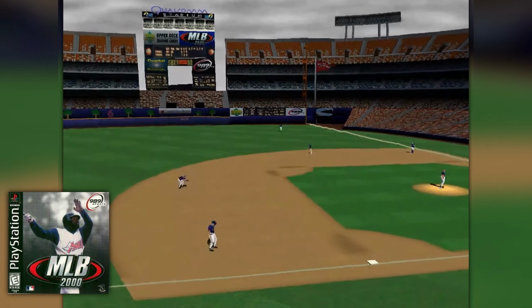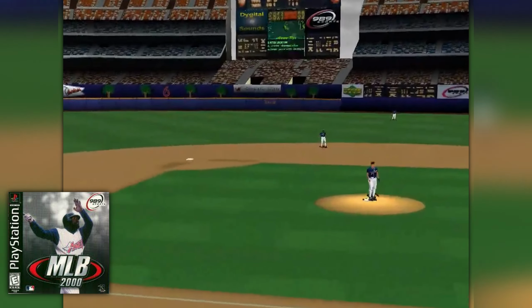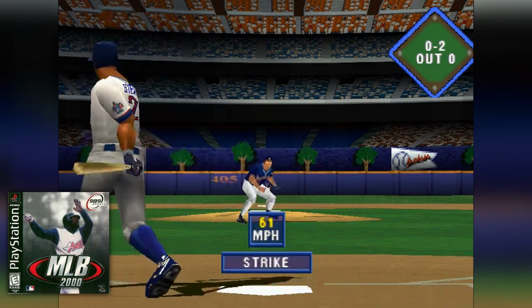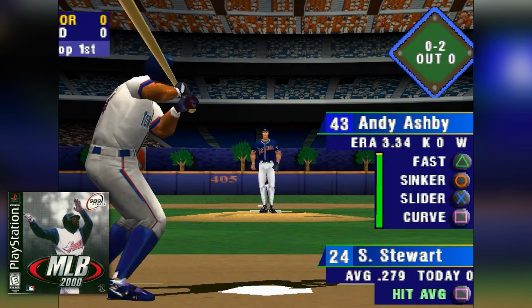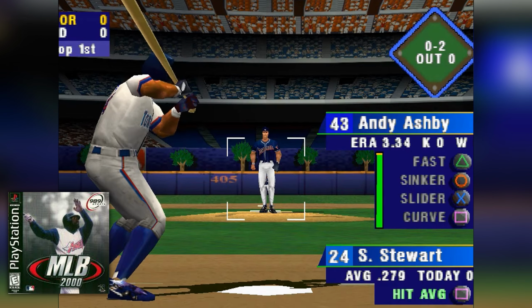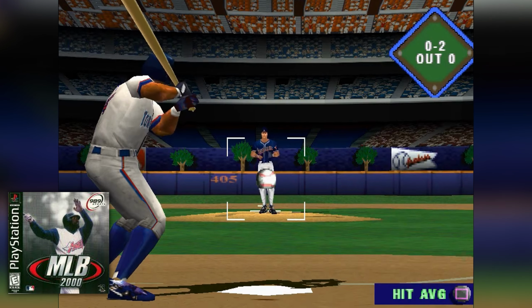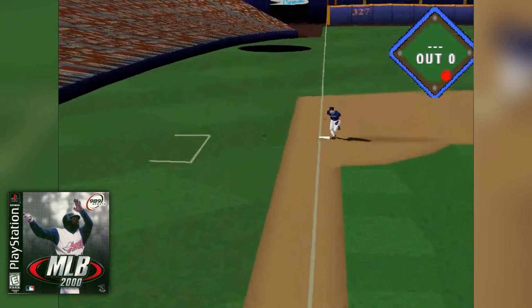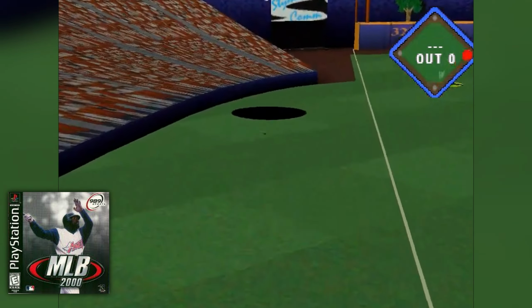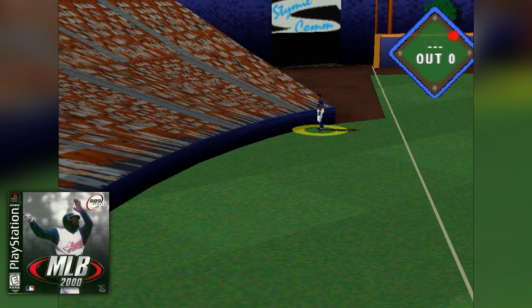When you boot up MLB 2000 and 2001, you are looking at a development studio operating at the absolute peak of their technical powers. By the turn of the millennium, the programmers had spent half a decade wrestling with the internal architecture of the PlayStation, and they finally knew exactly how to squeeze every single micro drop of performance out of the aging 32-bit console.